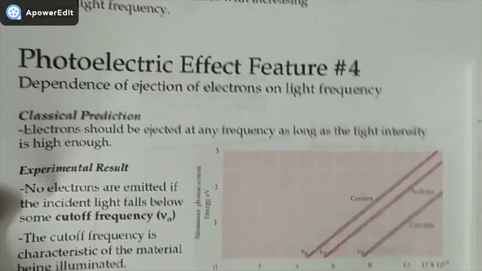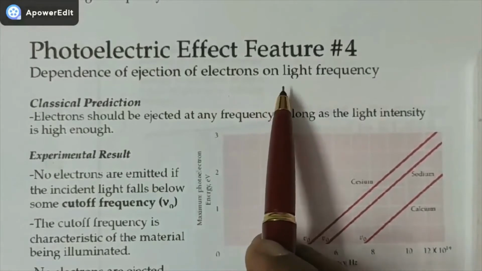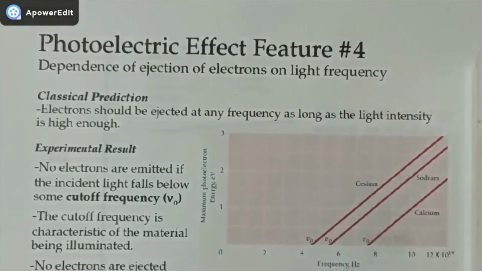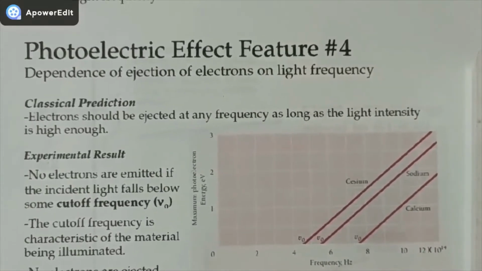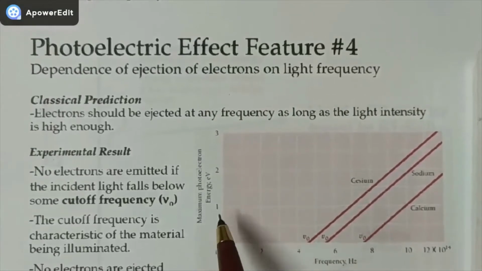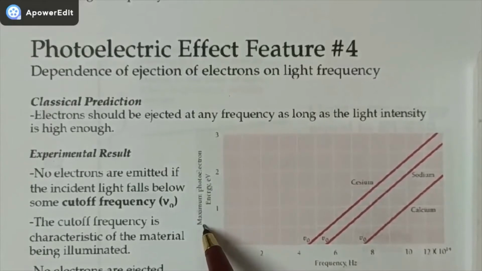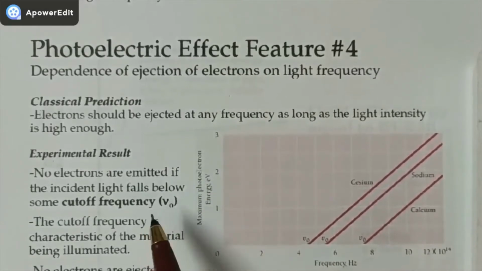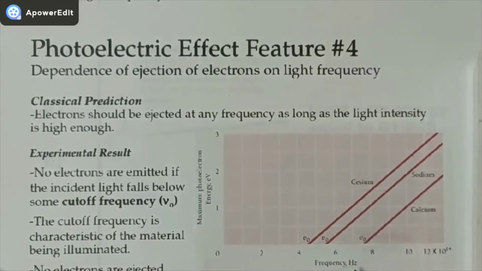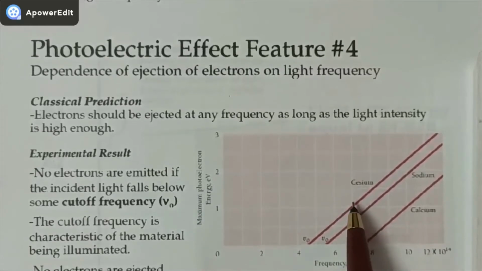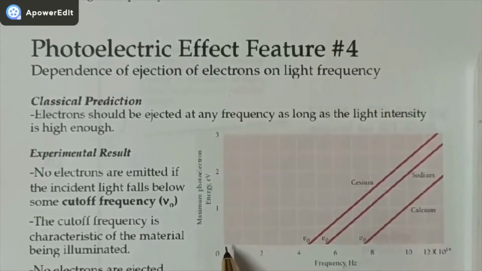The fourth feature of the photoelectric effect is the dependence of ejection of electrons on the frequency of the light. In order to explain this, let me explain this graph first. On the y-axis we have the maximum photoelectron energy, that means the maximum kinetic energy of the photoelectrons coming from the metallic surface. On this axis we have the frequency. The unit of the frequency is hertz. And these are three metals: cesium, sodium and calcium.